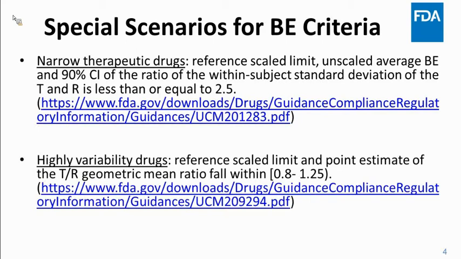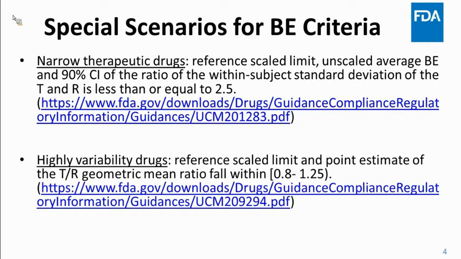2, the BE limit of PK parameter based on average BE with 80 to 125%. The third one, the upper limit of 90% of the ratio of the within subject standard deviation of the test and the reference is less than or equal to 2.5. So the agency also chose warfarin tablets as a model drug to include stepwise procedure in this product-specific guidance.